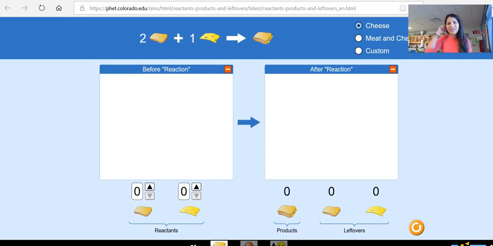Today we are going to be talking about excess reagents. So I want to actually start off with something that you already know, a basic cheese sandwich. I'm talking about 2 pieces of bread with 1 piece of cheese. Okay, so I want you to imagine this.